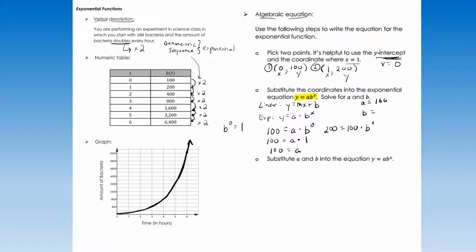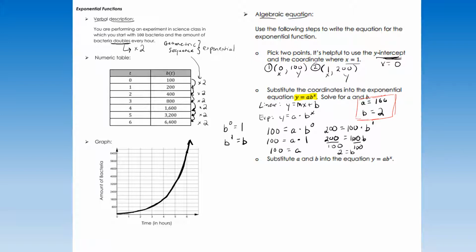All right, so let's think about this. Anything to the power of 1 is just itself. So b to the first is just b. So now we've got 200 equals 100 times b. And I'm going to solve for b by dividing this side of the equation and the other side of the equation by 100. So 200 divided by 100 gives me 2. So that means that b is equal to 2. So I used those 2 points to figure out what a and b are for my situation here. So I found a is 100 and b is 2.